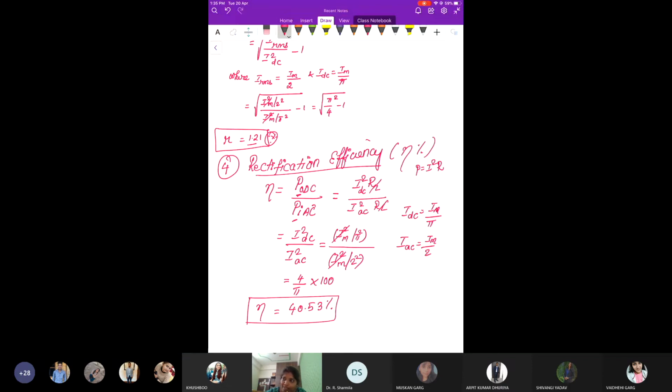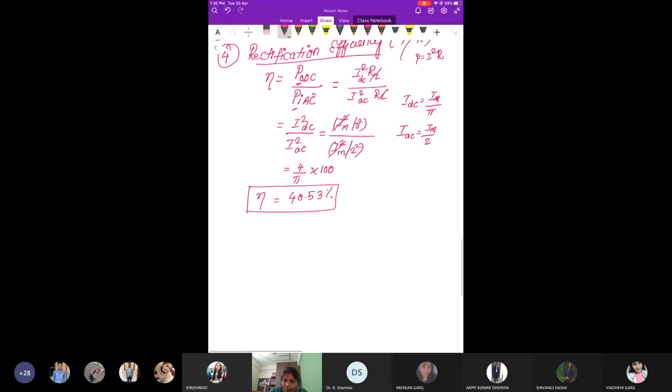Okay, the next one is we are going to measure the DC voltage. Already we have measured the current, that is the DC current and IRMS values. Next we are going to measure the average DC value, that is the DC voltage value. Already we have measured the current value, IM by pi, we got.